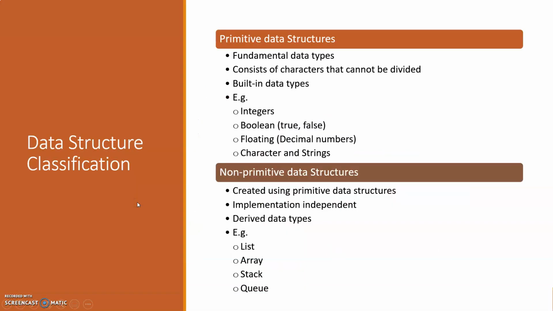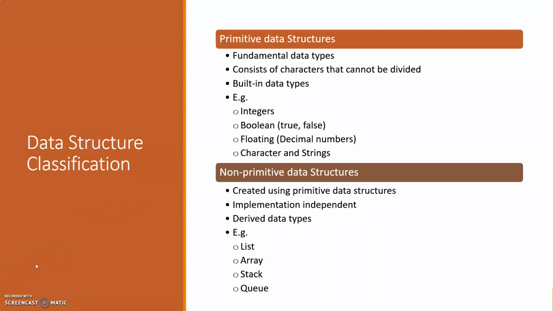Data structure can be mainly classified into primitive data structures and non-primitive data structures. Primitive data structures are the fundamental data types which are supported by a programming language. These are built-in data types. The basic data types such as integer, character, boolean, float, strings are known as primitive data types. These data types cannot be divided and hence they are also called simple data types.